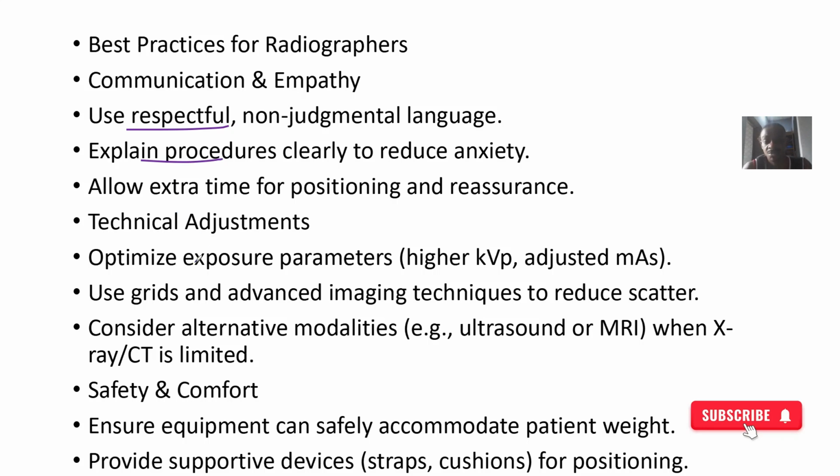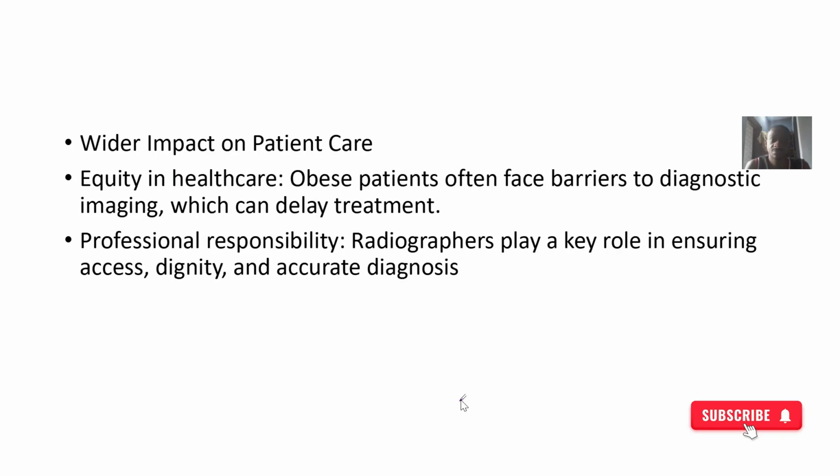So technical adjustments, of course, for the obese patients, you have to readjust the x-ray exposure settings, and for them they have to be higher. Use grids and advanced imaging techniques to reduce scattering. So use things that can focus the radiation energy to a particular place. Then ensure that the equipment can safely accommodate the patient weight, because you don't want the equipment to break and you have some other orthopedic issues coming in.